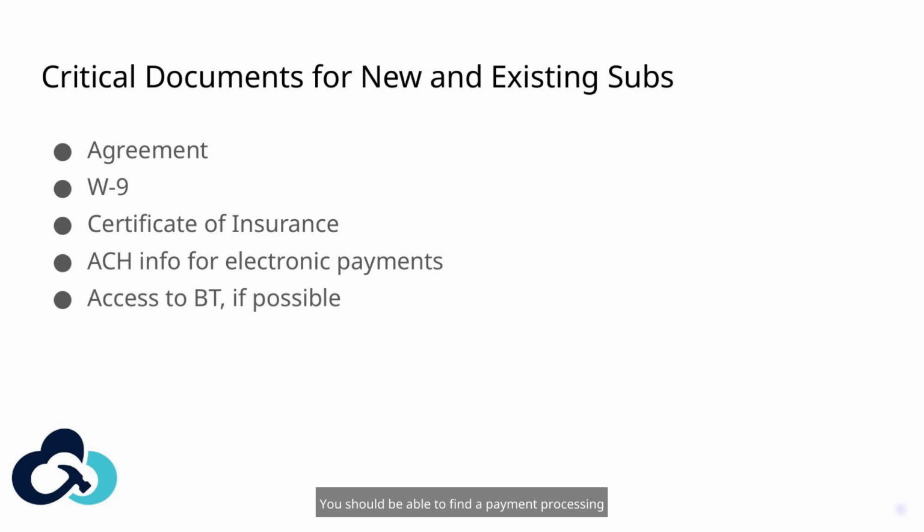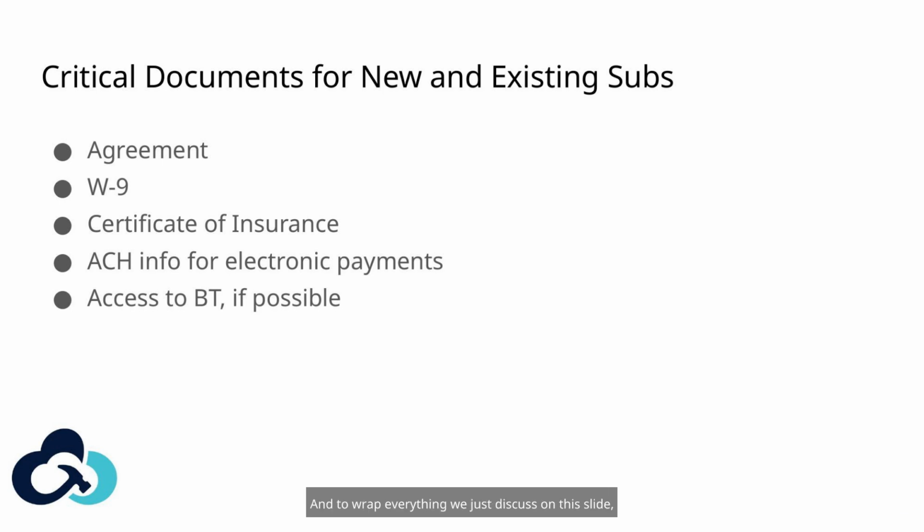You should be able to find a payment processing service that will not only print and mail checks on your behalf, but also enable ACH payments for those subs who want them. I'm sure this could change over time, as many of these services are quickly evolving. Most importantly, you want to use an app that's secure, convenient, and robust.